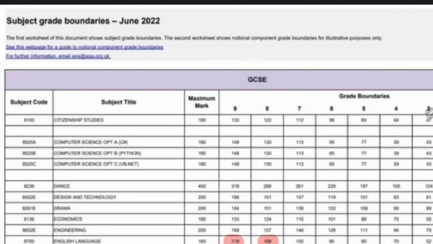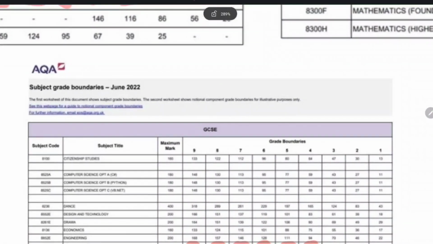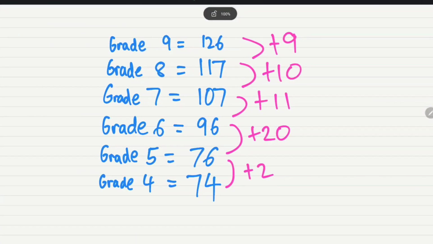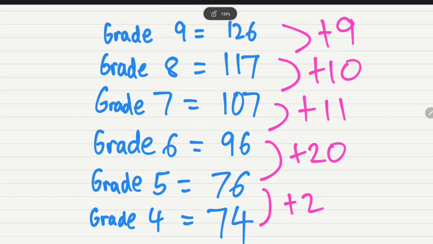Grade 8, 109. Grade 7, 100. Grade 6, 90. Grade 5, 80, and grade 4, 70. So clearly, these are going to be higher in the June 2023 summer exam. So you know that there's a lot of work to be done, and the students across the country are going to perform really well in these upcoming exams. So what I've done, I've just worked out the average, and I wanted to go over it with you all.